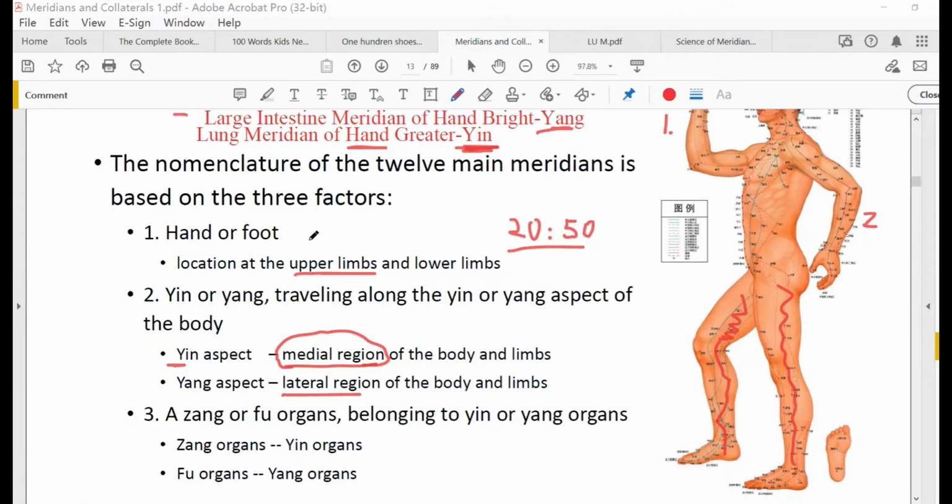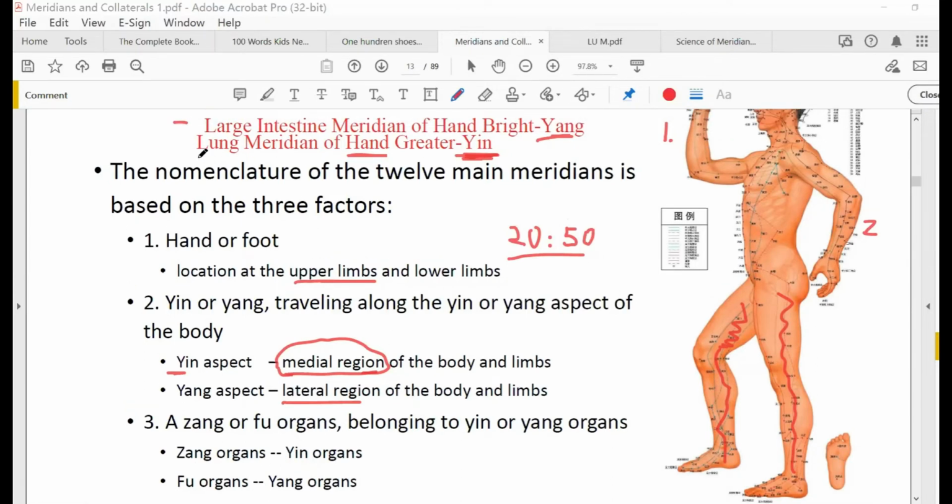Okay, so let's see this one. This one's lung. Is lung a yin organ or yang organ? Yin. Yeah. So lung is a yin organ. So is it a zang organ or a fu organ? Zang. That's a zang organ.